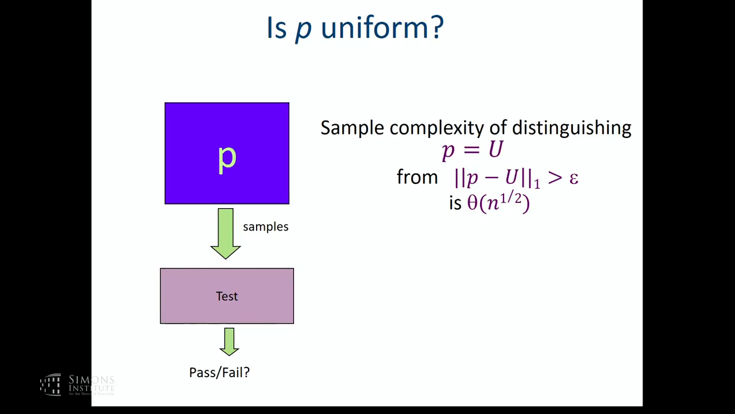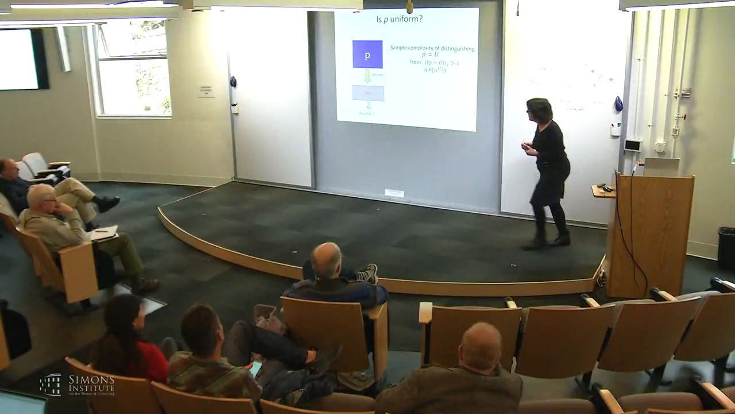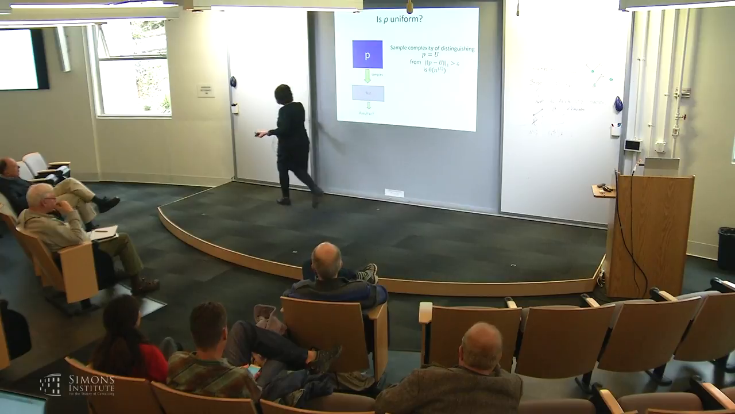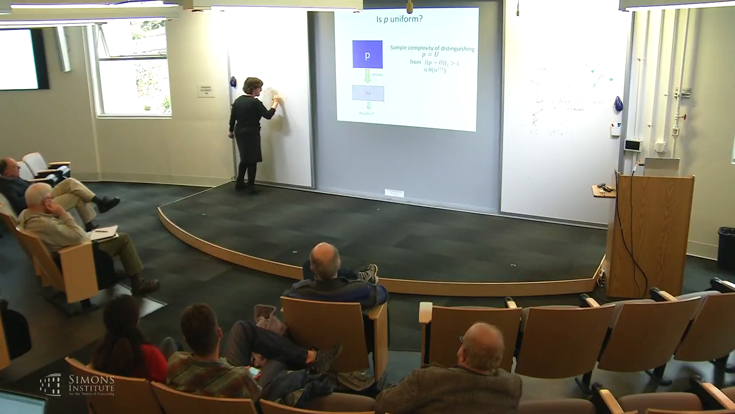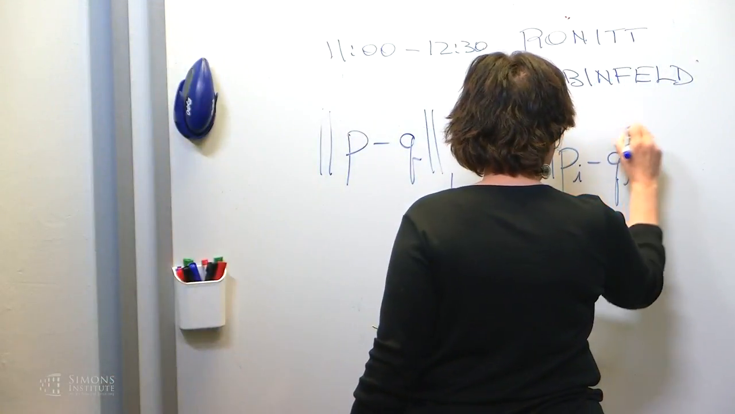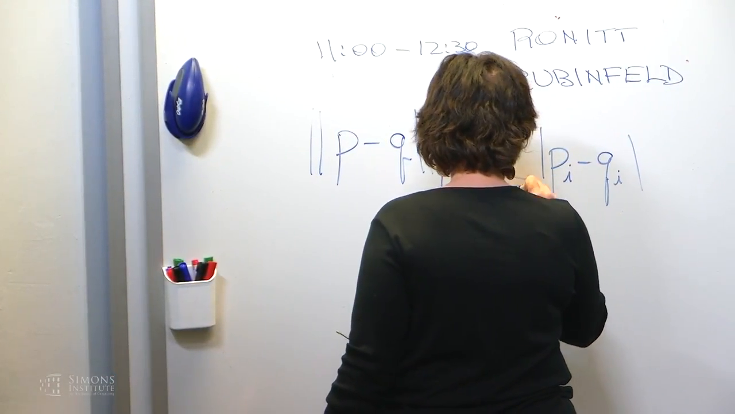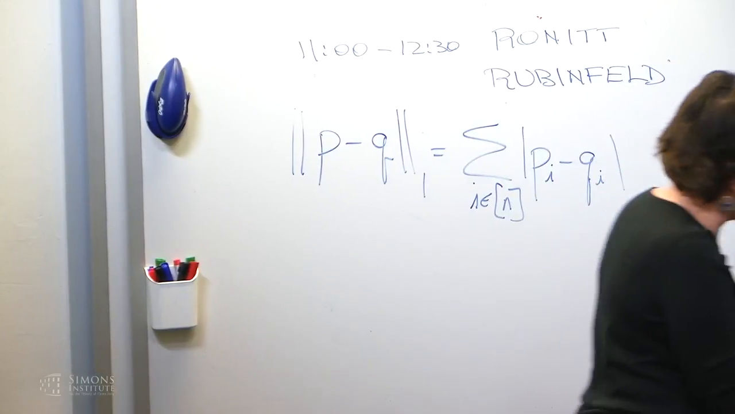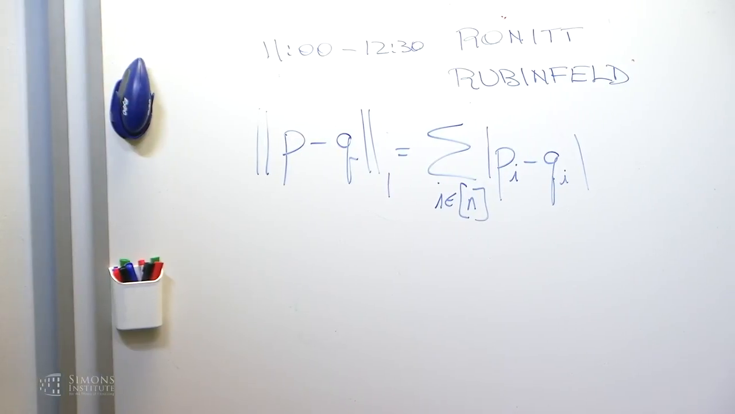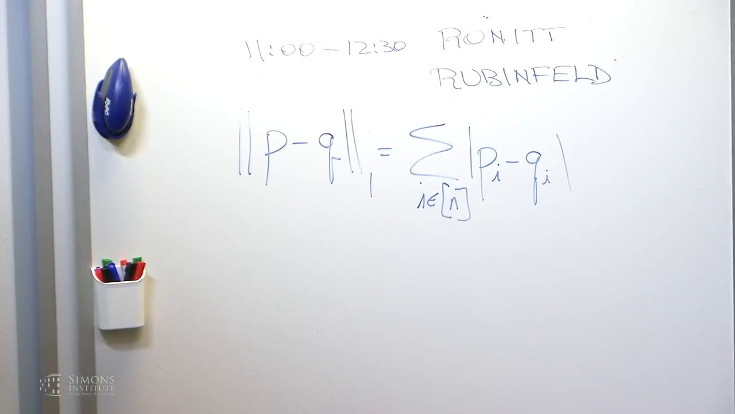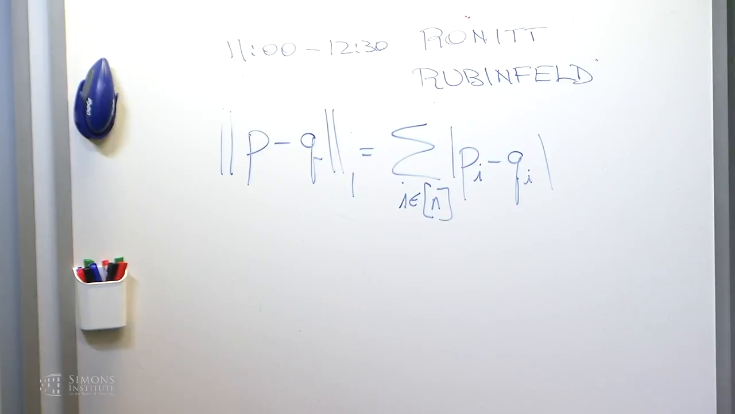let me just write that. Okay, so that's the L1 distance. It's just the sum over all i from 1 through n of the absolute value of p_i minus q_i. So I'm taking all the differences for each element and I'm summing up their absolute values.